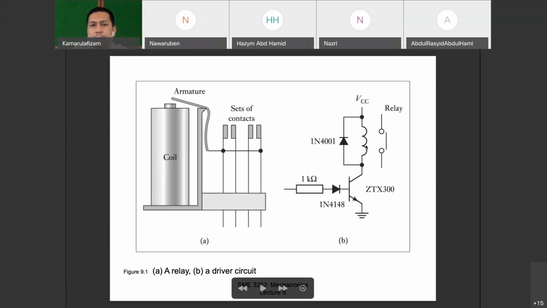Dia akan excite coil dalam ni. And the coil akan basically attract armature, and this is a switching symbol. Switch ni akan close. Alright. So you have a diode dekat sini as a safety measure.